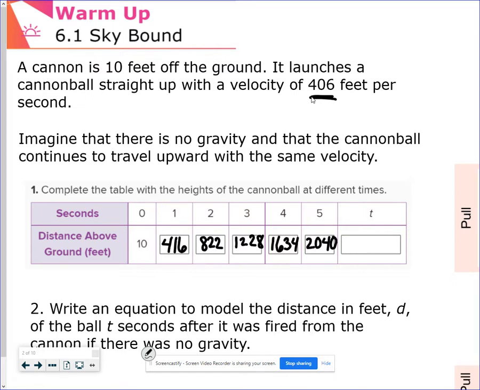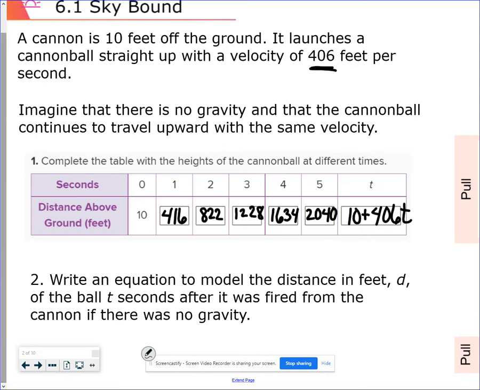Now, realistically, I wouldn't want to have to do this and keep adding 406 every single time. But we know how many times we're adding 406. We're adding 406 for every single second. So the t is going to be the number of seconds that we've had. But remember, the cannonball started at 10 feet, and it's going to increase in height by 406 feet every single second.